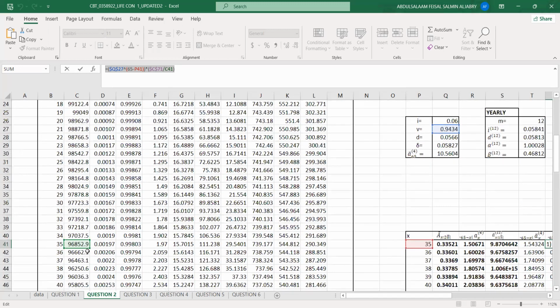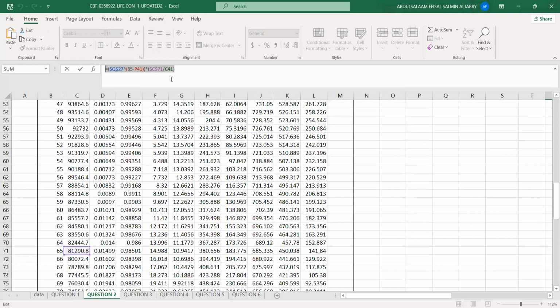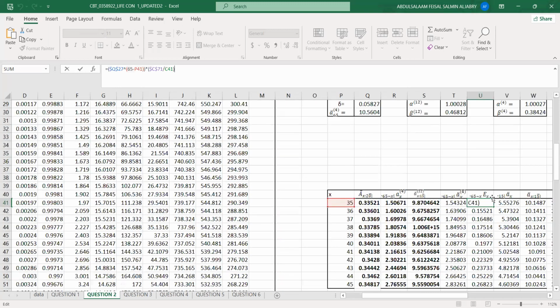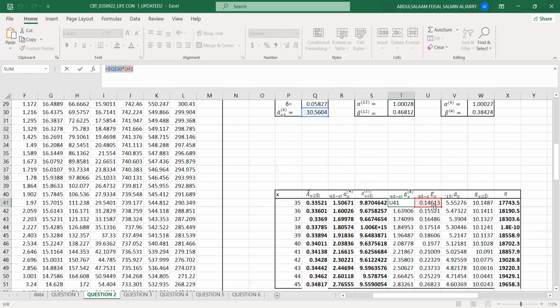C41 is L35. Sorry, for C71, it's L65. That one, we have to put the dollar sign to keep it fixed. Now, after getting this value, we just drag it all the way down. Now, we have to find this. To find that, we have to use this formula. It's Q30. Q30 is the annuity due, temporary life annuity, multiplied by U41, which is this one. We just found it before. So after that, we press enter and drag the data all the way down.